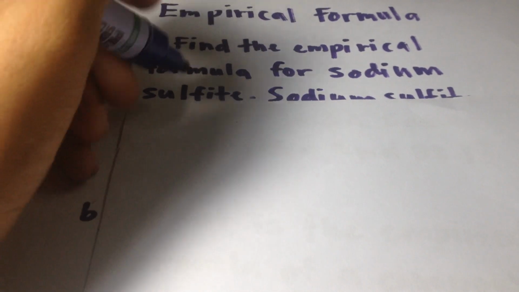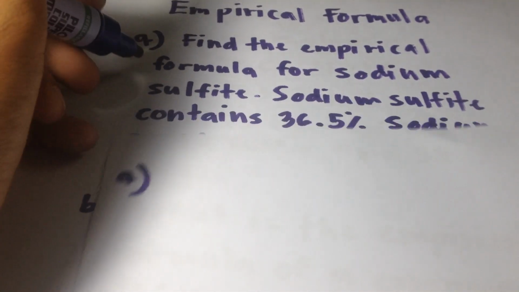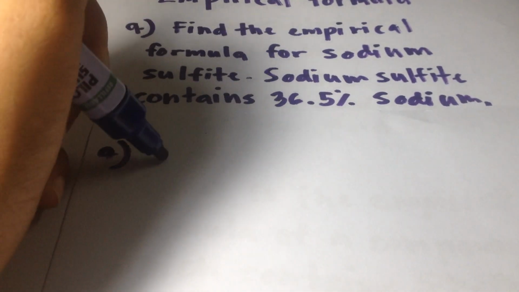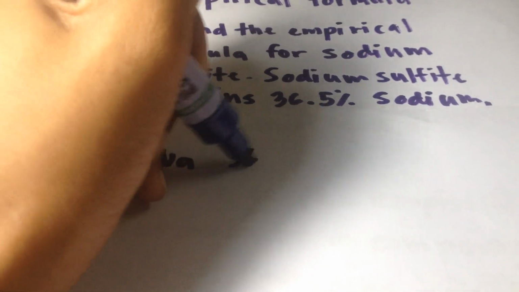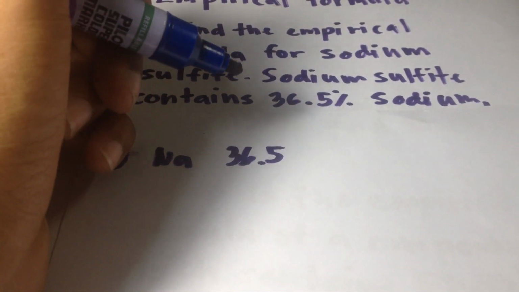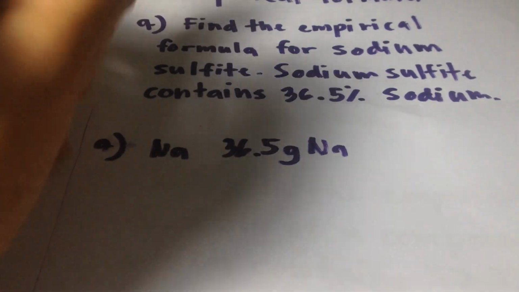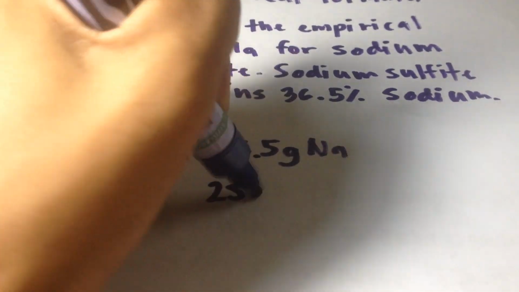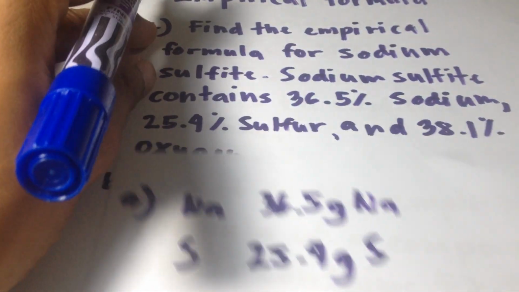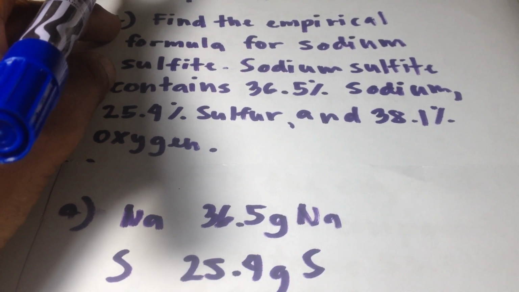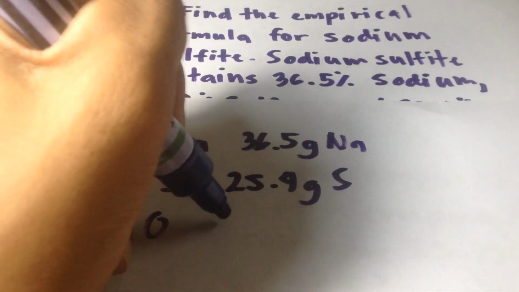In letter A, we have 36.5% of sodium. So in sodium, 36.5. So percent converts into grams: 36.5 grams of sodium. And how about in sulfur? Sulfur has 25.4 grams of sulfur, and 38.1% of oxygen. So in oxygen, we have 38.1 grams of oxygen.